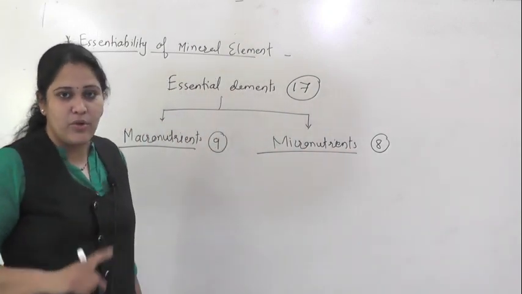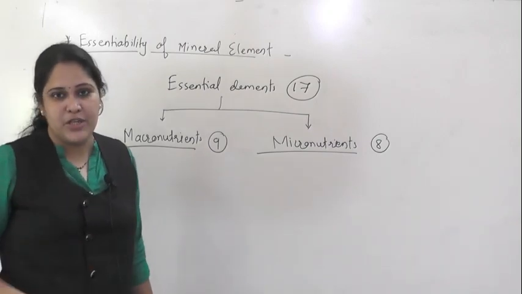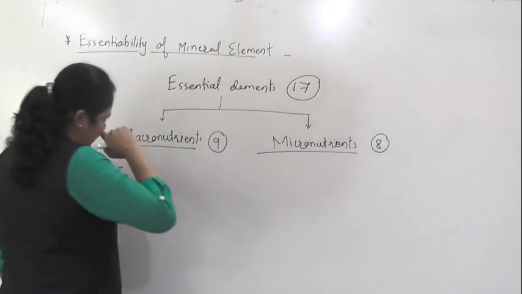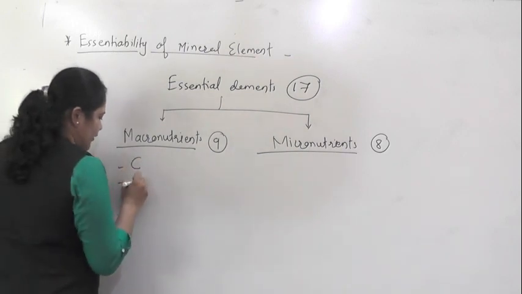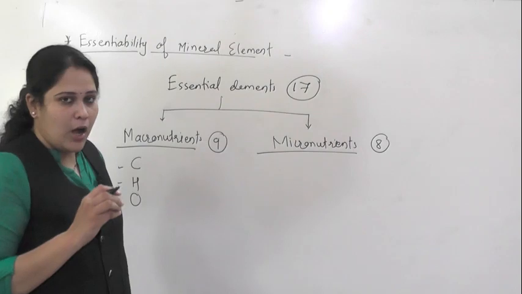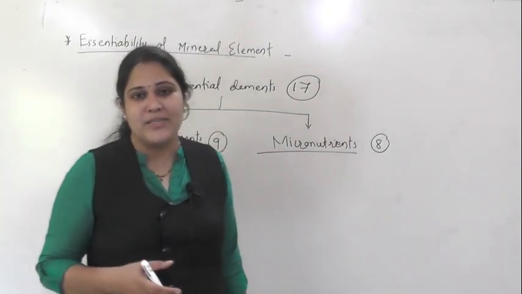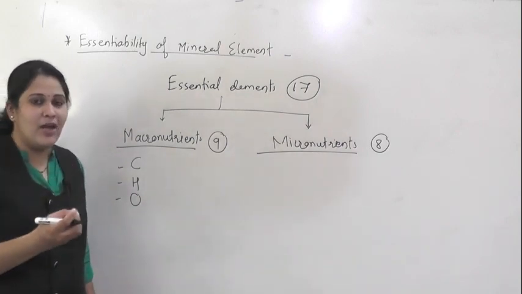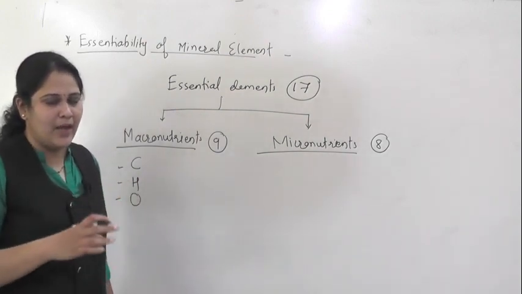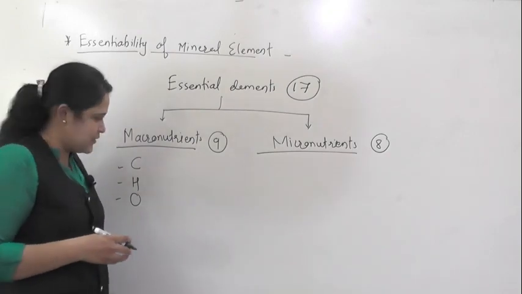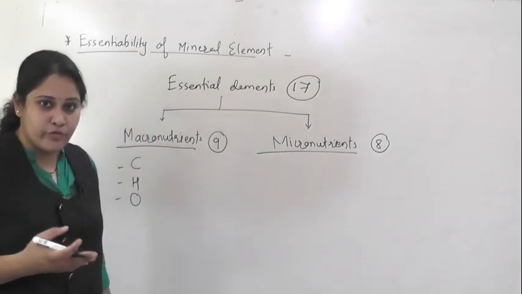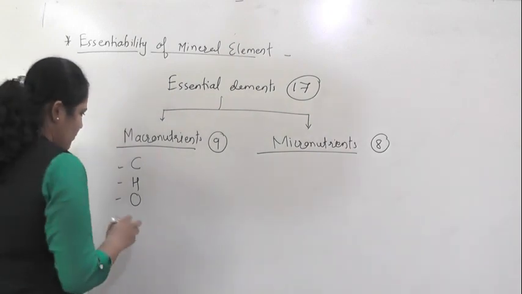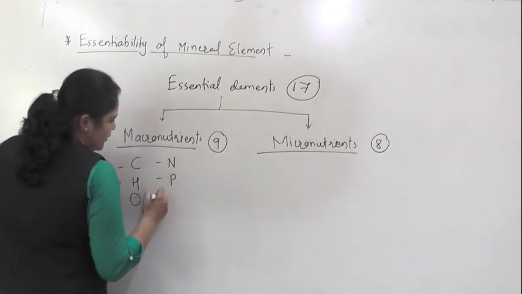Now list this out, because we are going to study the physiological role, deficiency and symptoms of all these 17. Macronutrients include, as I told you, carbon, hydrogen, oxygen, CHO. About 70 to 80% of the plant body is made up of CHO. Without this, cellular structure is also not possible. Carbon, hydrogen, oxygen are macronutrients. Plants absorb carbon from atmospheric CO2, whereas hydrogen and oxygen are mostly absorbed from water.